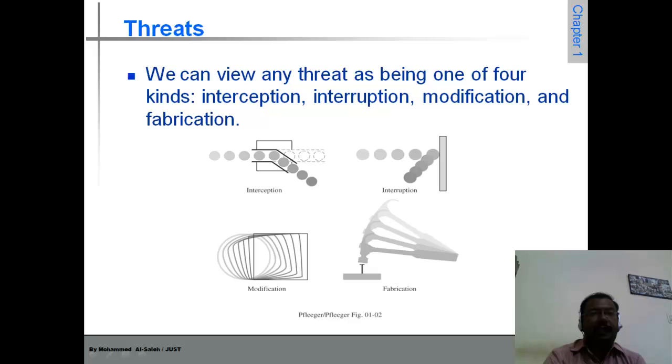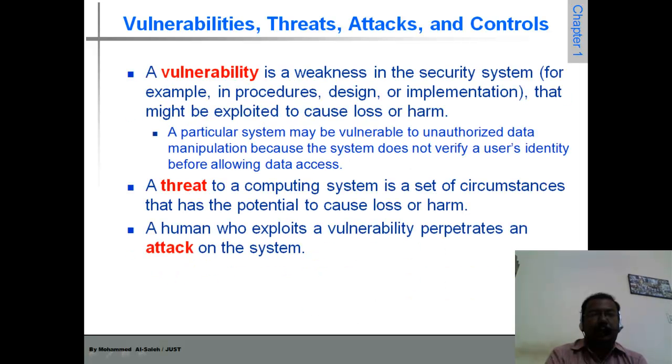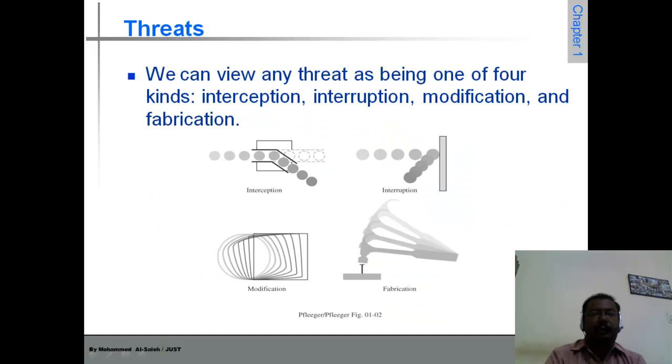Next, we are going to see what is the threat, and the types of threat. We have already seen a definition of threat in the earlier slides. Threat is a set of circumstances that has the potential to cause harm to a system or a loss to a computing system. Based on this, we are dividing threat into 4 kinds. The first one is interception, second one is interruption, third one is modification, and the fourth one is fabrication.